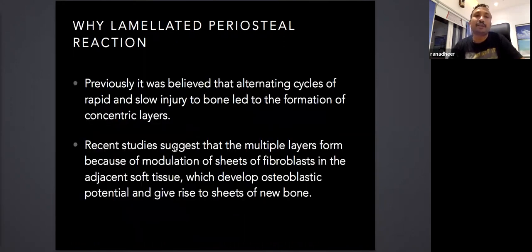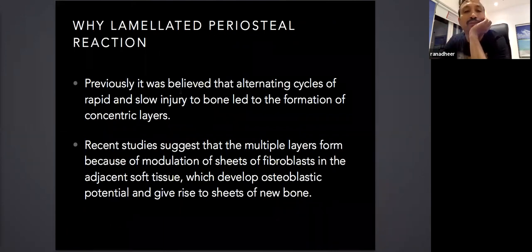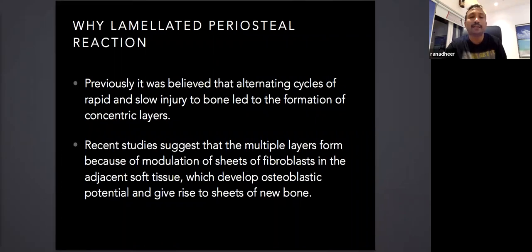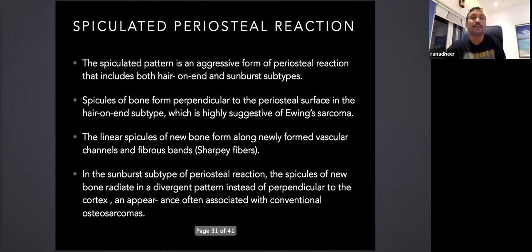So previously it was believed that alternating cycles of rapid and slow injury to bone led to the formation of concentric layers. Recent studies show that multiple layers form because of modulation of sheets of fibroblasts in the adjacent soft tissue, which develop osteoblastic potential and give rise to sheets of new bone. The spiculated pattern is an aggressive form of periosteal reaction that includes both hair on end and sunburst.